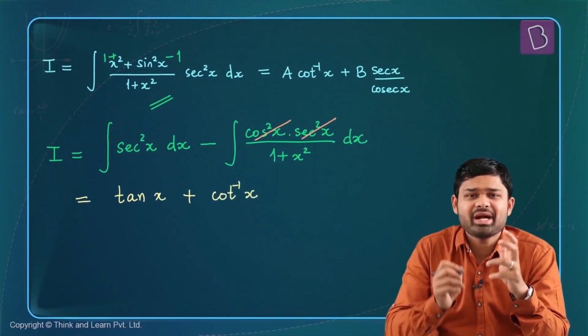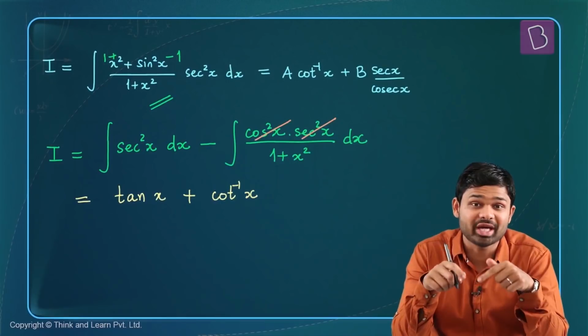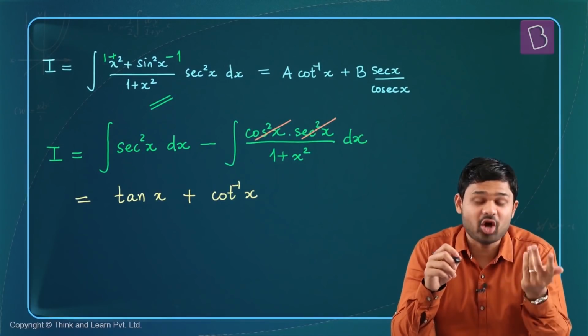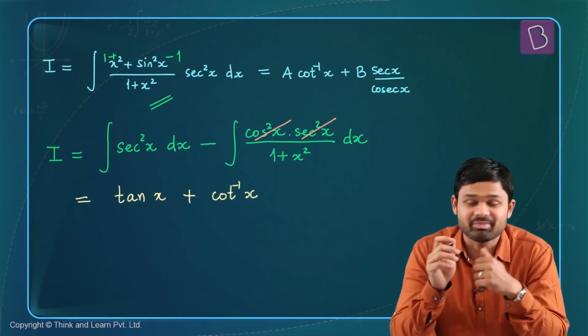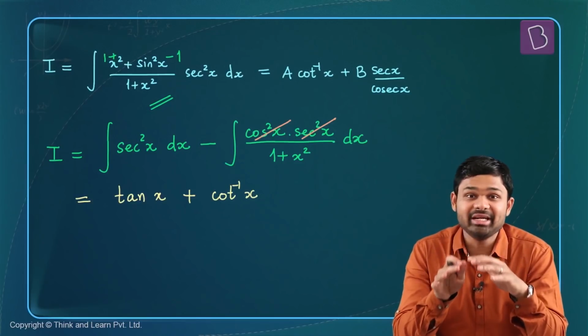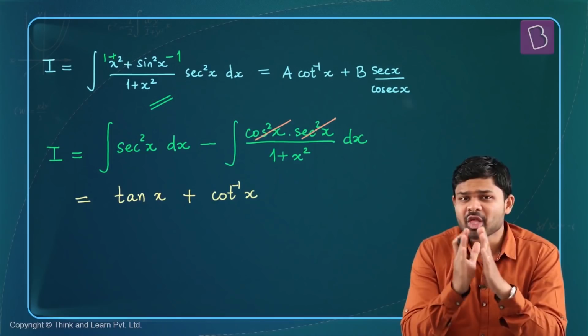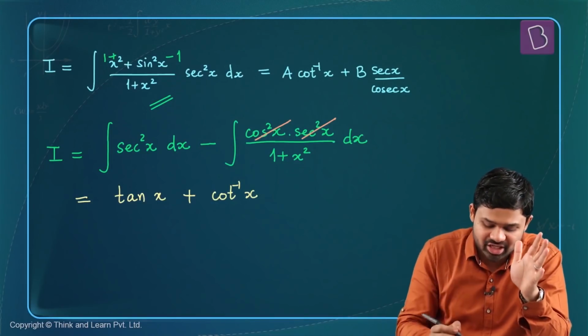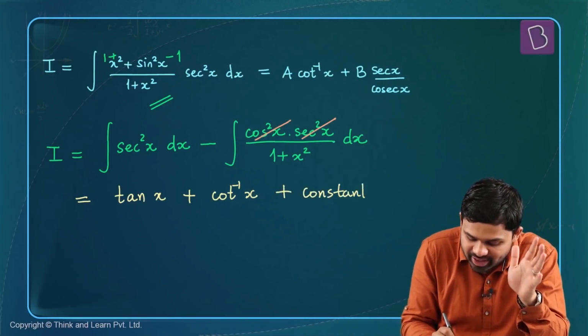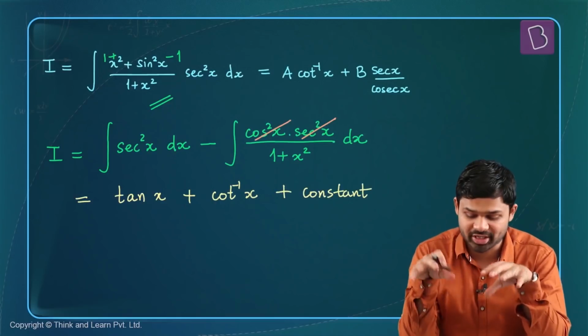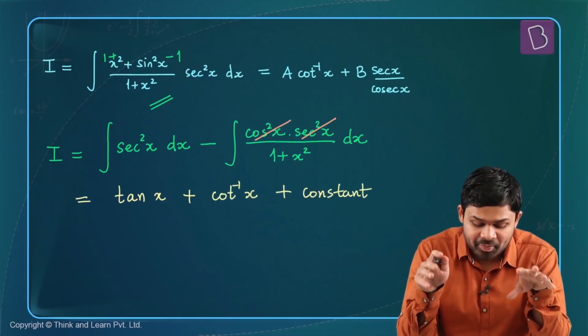The reason why I'm going to write it as cot inverse of x is because look at the answer. The answer is a cot inverse of x plus b secant x by cosecant x. So writing it in terms of cot inverse of x is going to be very useful. And for the sake of completion, there is actually a constant of integration, and that constant is going to be there.